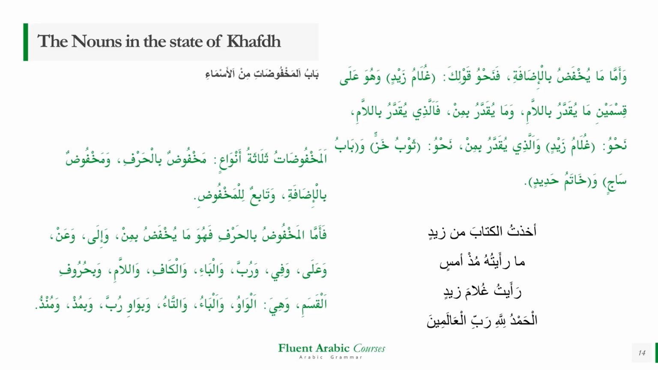ثوب خز, a garment of silk. وباب ساج, a door from wood, made of wood. وخاتم حديد, a ring made of iron. So these are the two ways the idafa construction works. It either takes a meaning of li, which shows possession, or it takes a meaning of min, which shows the thing from which it is taken. أخذت الكتاب من زيد، ما رأيته مذ أمس، رأيت غلام زيد، الحمد لله رب العالمين. So these are all examples for the elements in the state of khafdh.